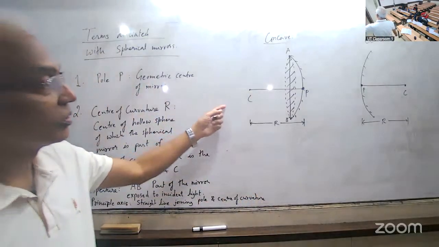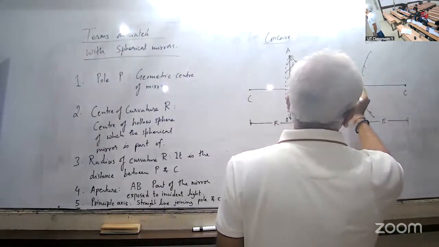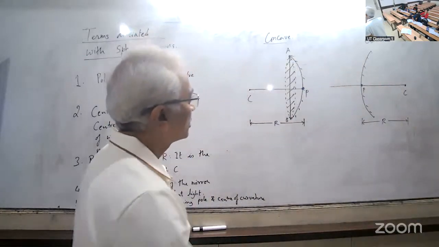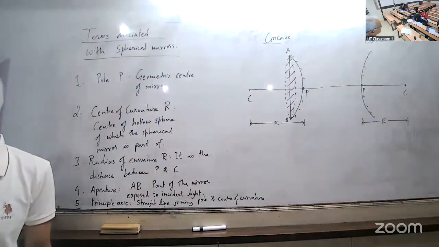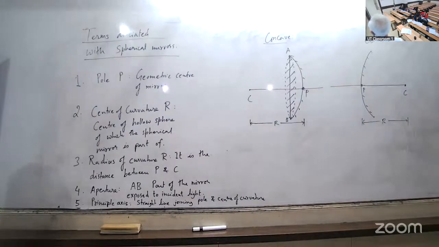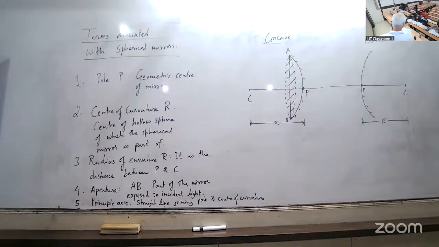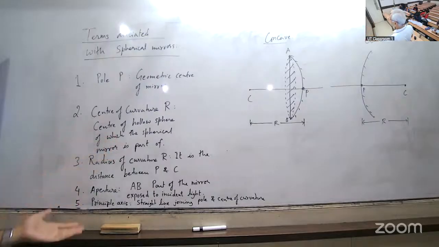Okay. So principal axis could extend both sides like this. So this whole line which is passing through P and C is principal axis. So it can go behind the mirror as well. Is that clear? Now we will use these terms often, right? Any questions between what is concave and convex and what are these terms? Hope we have understood it well.